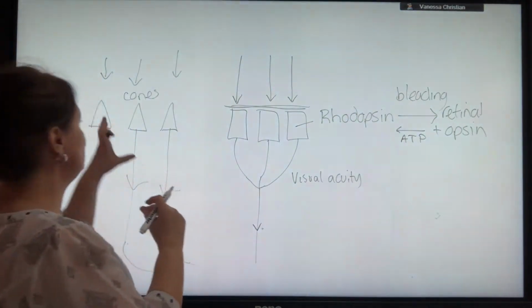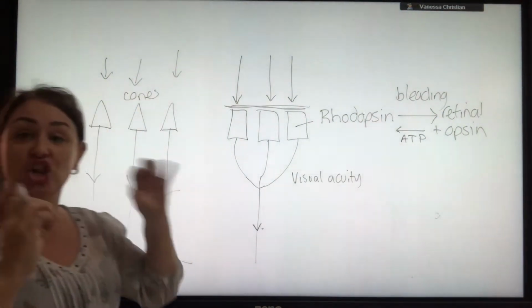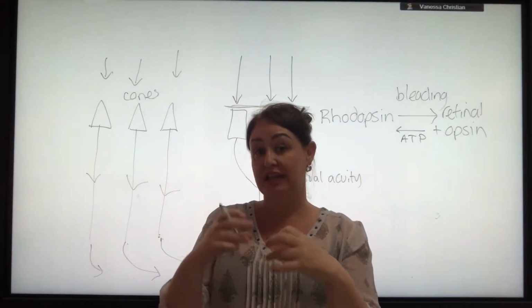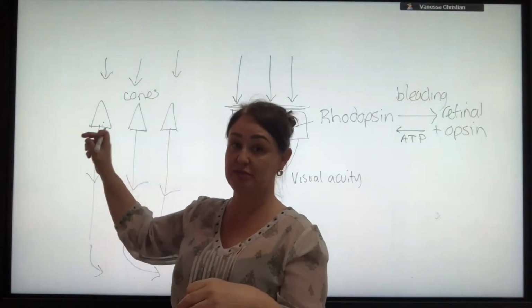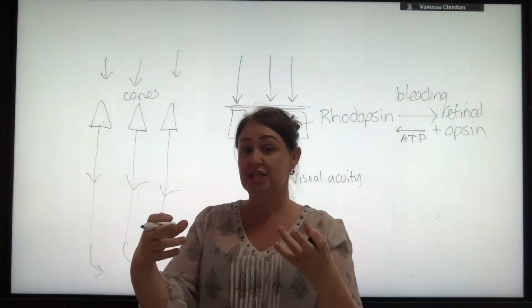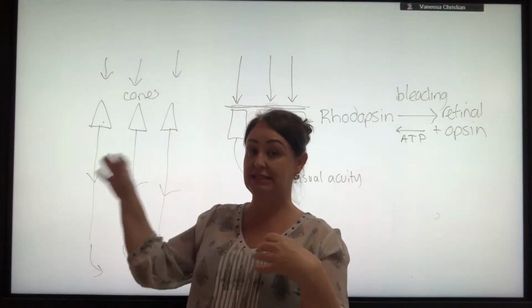The problem with the cones is that it takes a lot of light intensity to break down the chemical that's inside them to start the action potential off. So that's why in dim light you see things in black and white, because the cones aren't being stimulated.